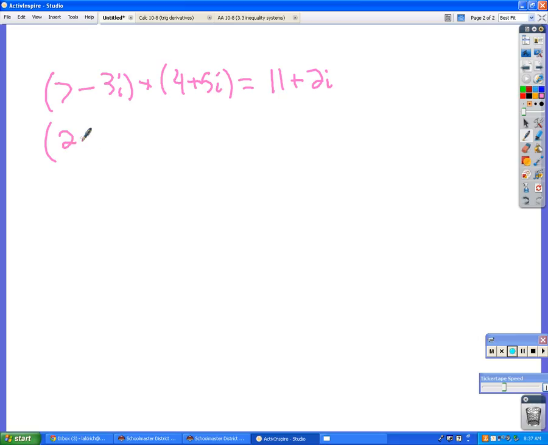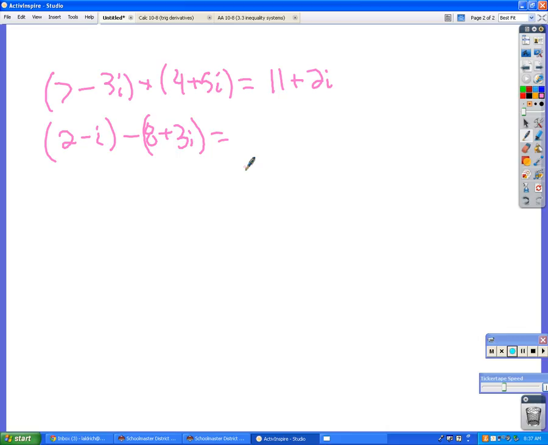Subtracting complex numbers is the same deal. What was this, subtracting or adding? Well, we just did an addition one. Now we're going to do a subtraction one. Shouldn't be any surprise here. You subtract the real parts.